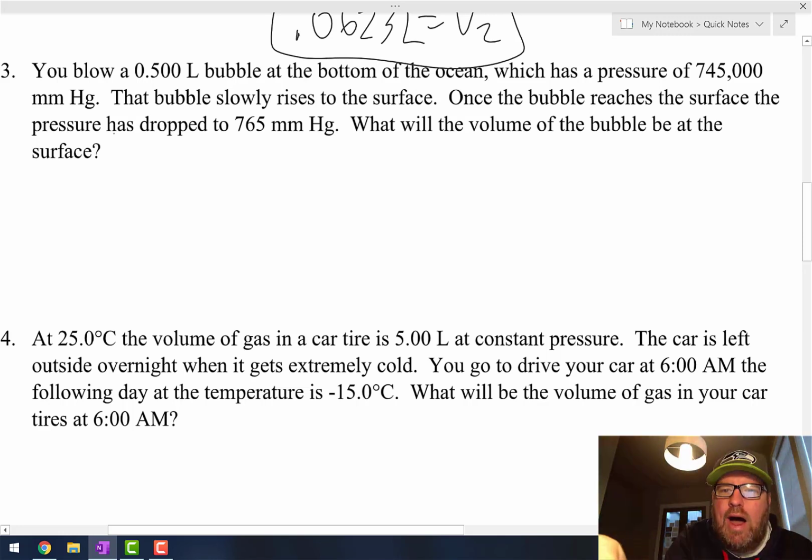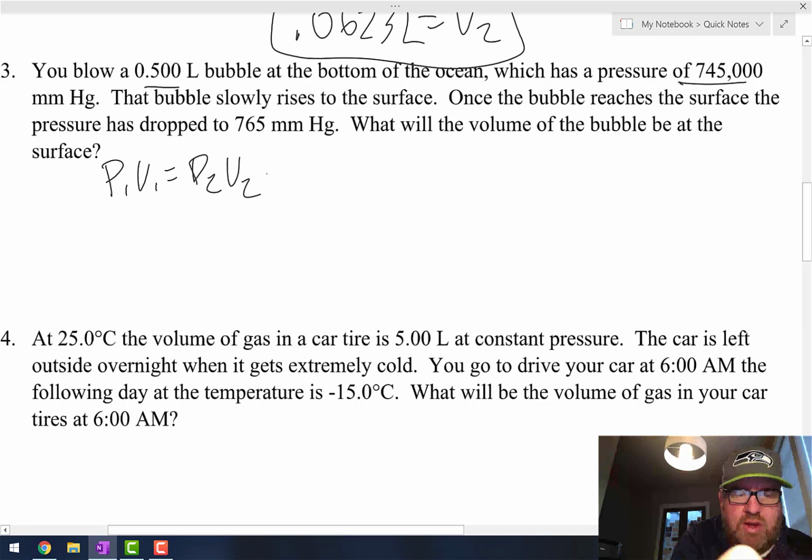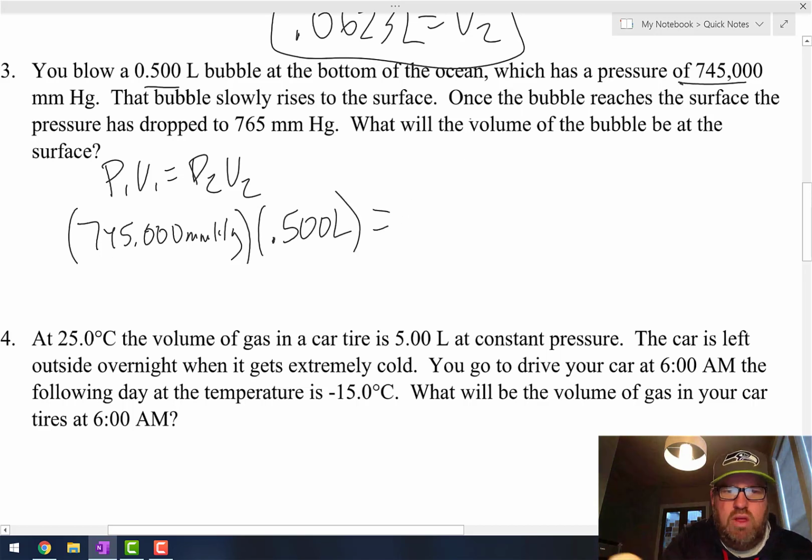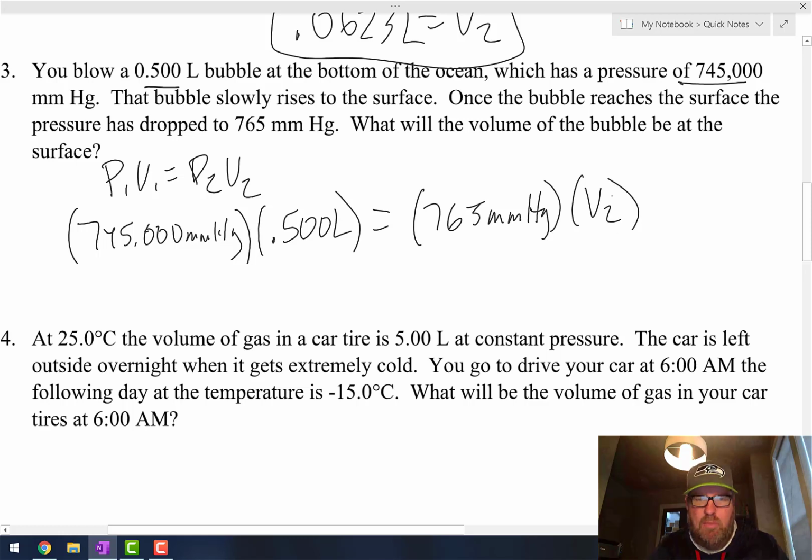So let's see. We've got volume, we've got pressure. We don't see anything about temperature, so we can leave temperature out again. So this is another Boyle's Law question. P1V1 equals P2V2. The initial pressure is 745,000 millimeters of mercury. The volume is that half a liter. The final pressure is 765 millimeters of mercury, and we want to know how big that bubble's going to be.